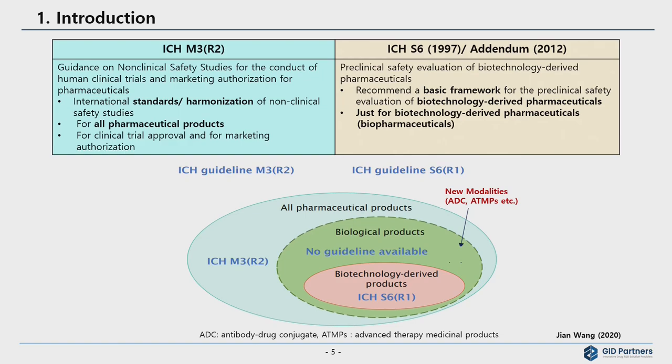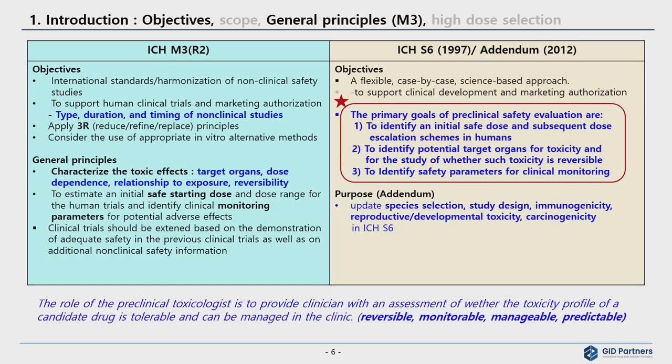This shows the relationship between M3 and S6. As I said before, M3 is quite comprehensive, so it covers all the pharmaceutical products. S6 is basically for the biopharmaceuticals. Compared to ICH M3, S6 is more narrowly focused because it talks about biologics. But still, it's a very representative guideline for the biological product. More recently, we see new modalities, and these new modalities fall between these two, like the ADC or ATMP, cell and gene therapy. They will fall into this area. On the left side, you see the M3. On the right side, S6.